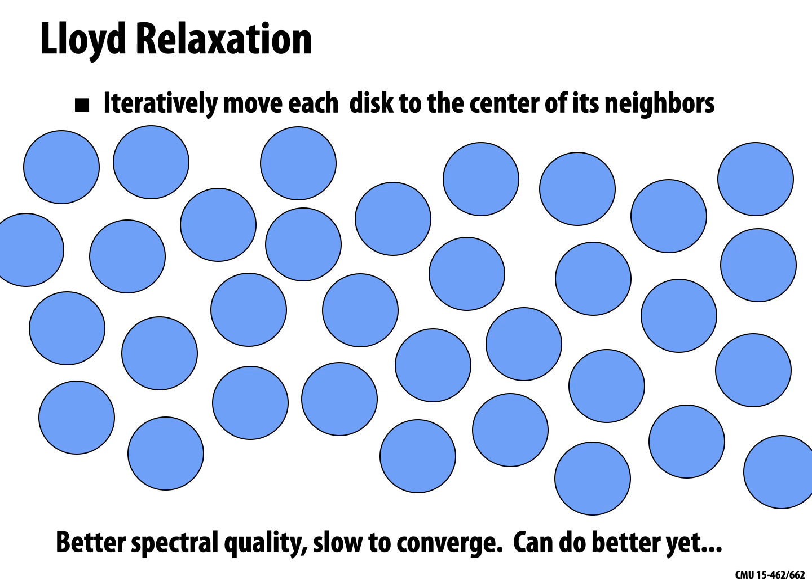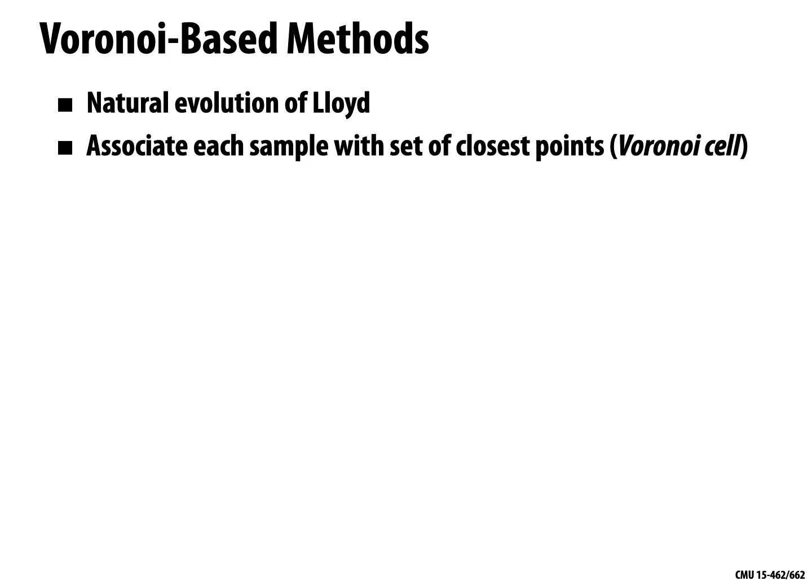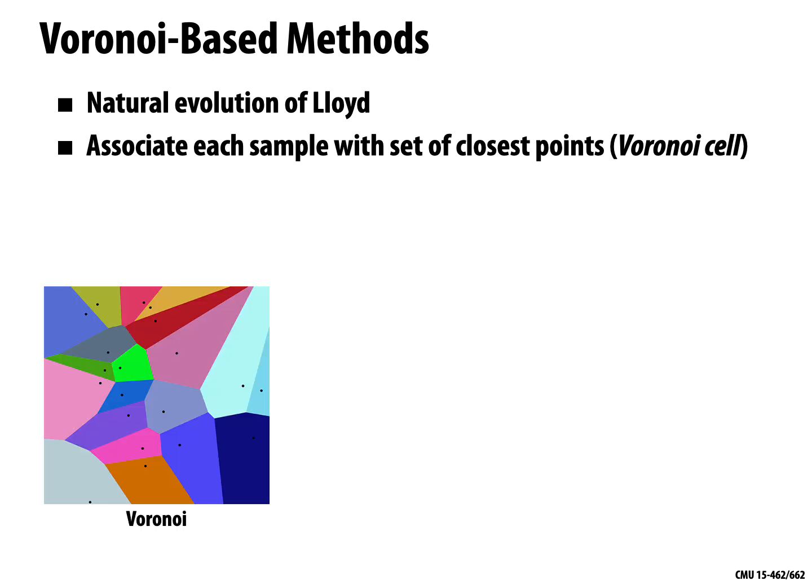This does a little better. It's slow to converge. We can do even better, actually drawing from an idea that's common in geometry, which is to use the Voronoi diagram. So this is a natural evolution of this Lloyd algorithm, which is to say we're going to associate each sample point in the plane with a set of closest points, the so-called Voronoi cell. So here the black dots are our Voronoi sites, the points that we want to arrange in the plane, and the colored regions are the regions that are closest to each of those points.